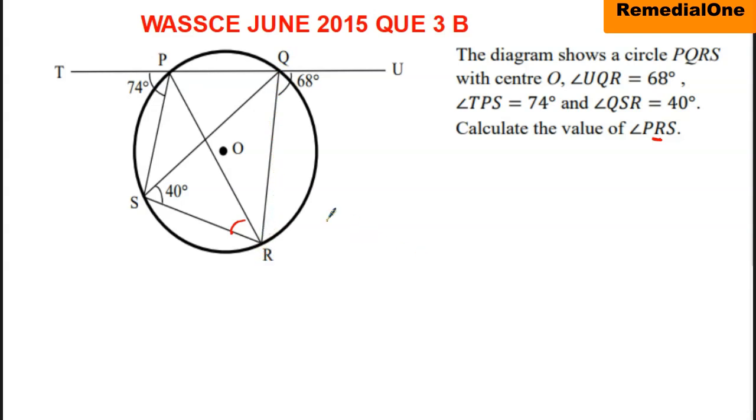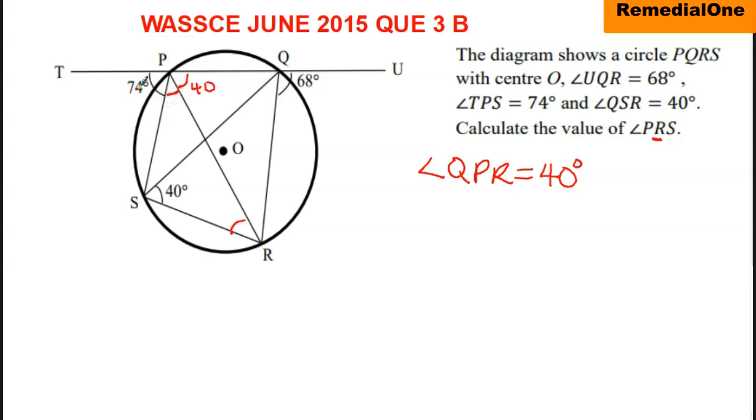So you can say that angle QPR is equal to 40 degrees. And the reason is angle on the same segment QR. So if here is 40 degrees, then we can find this angle.